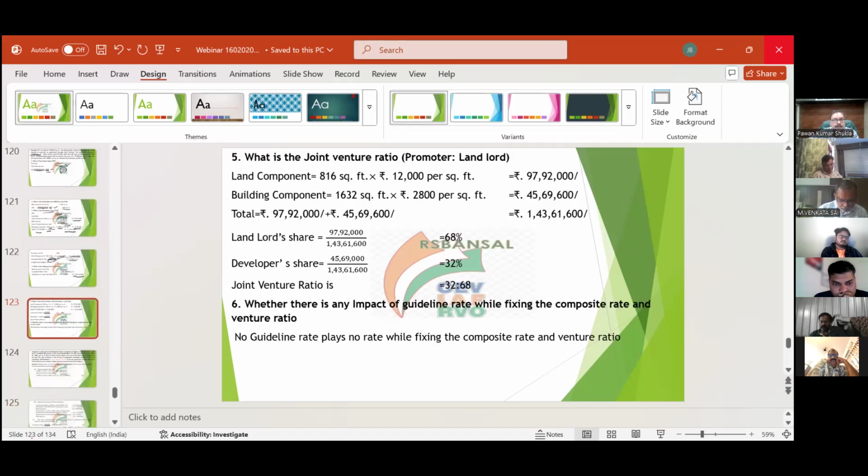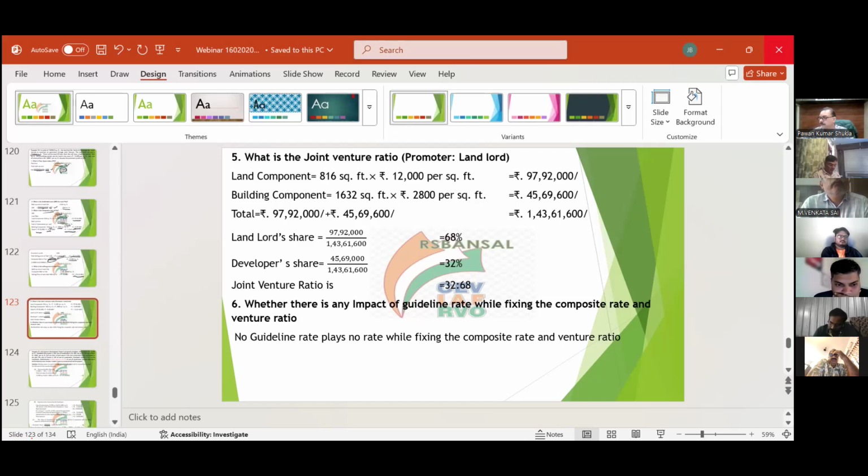What is a joint venture ratio? This is important. So here you need not take the profit component into account. Only the share of owner or landlord and share of the builder or investor is taken into account. You remember this thing.